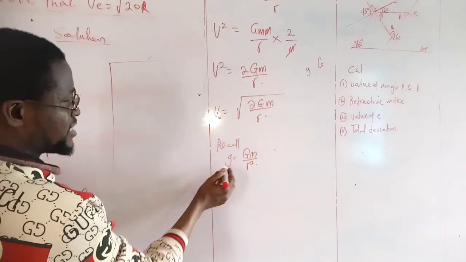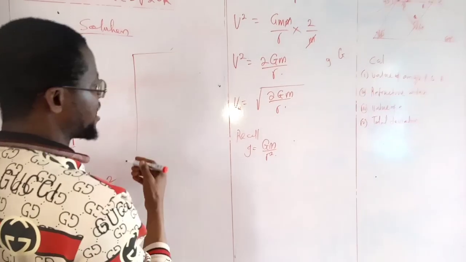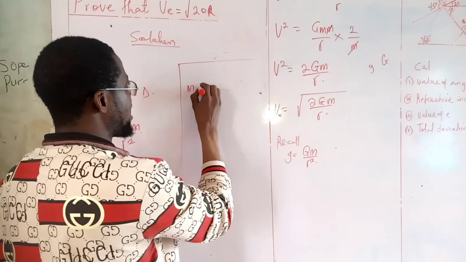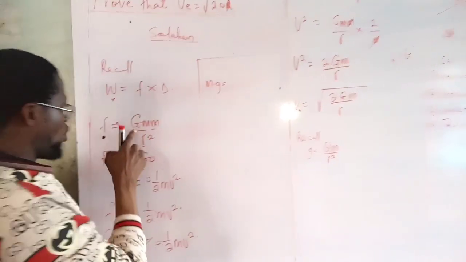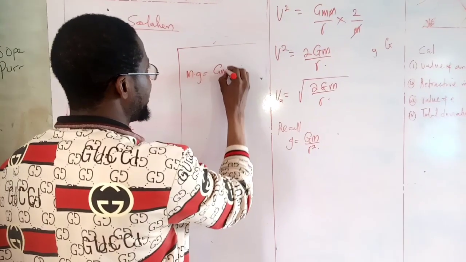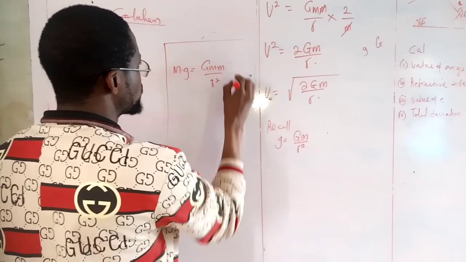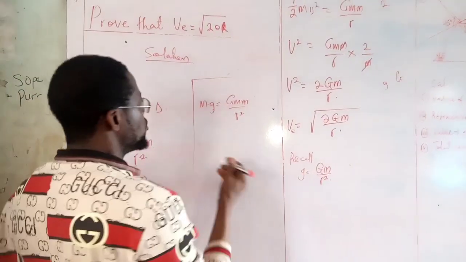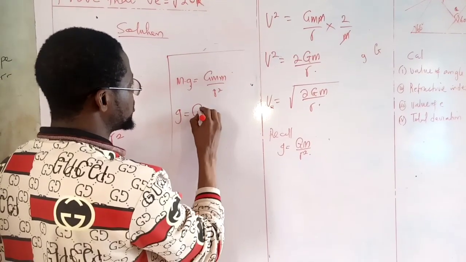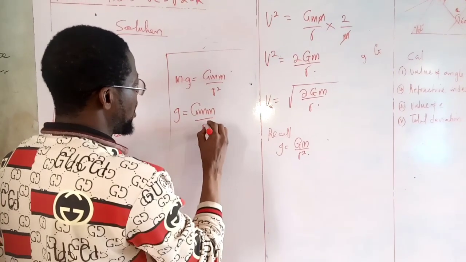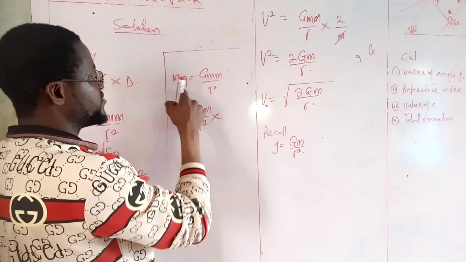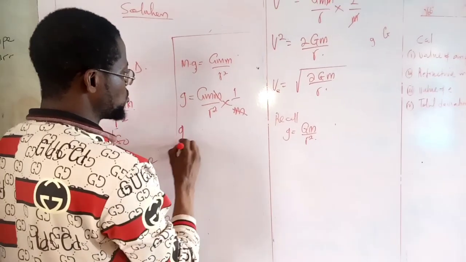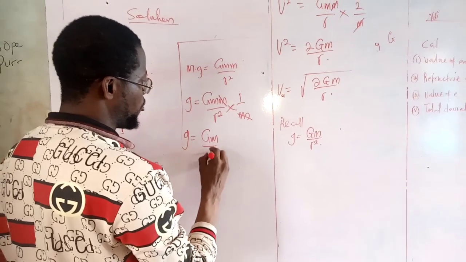So if I want to get the relationship between this small g and capital G, we can use the formula for force. Our force is mass times acceleration, and our force also is GMm over r squared. Now make this the subject of the formula, meaning we are dividing both sides by m. So small g is equal to GMm over r squared times 1 over m. So this m goes for this m. So small g is equal to GM over r squared.